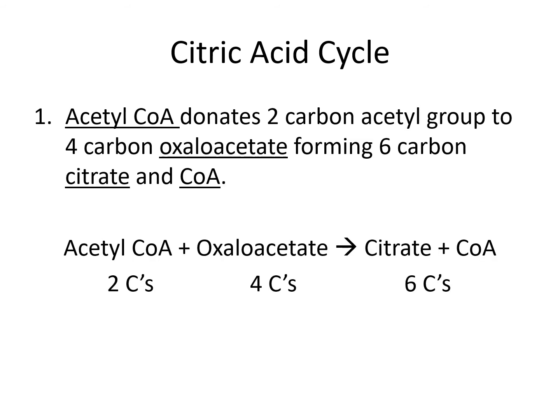So acetyl-CoA donates 2 carbon acetyl groups to the 4 carbon oxaloacetate. So 2 plus 4 will yield a 6 carbon citrate molecule and coenzyme A. So here's the summary of the reactions in the first step of the citric acid cycle. Now keep in mind it's called a cycle, so it's going to loop and make a circle, and we're going to end up right where we started from. So remember, we're starting with oxaloacetate. Acetyl-CoA, which is a 2 carbon molecule, combines with oxaloacetate, which is a 4 carbon molecule, to yield citrate, which is a 6 carbon molecule, and coenzyme A.